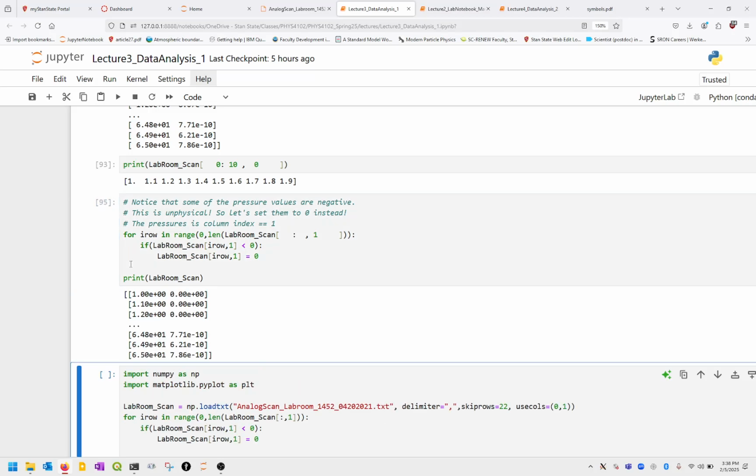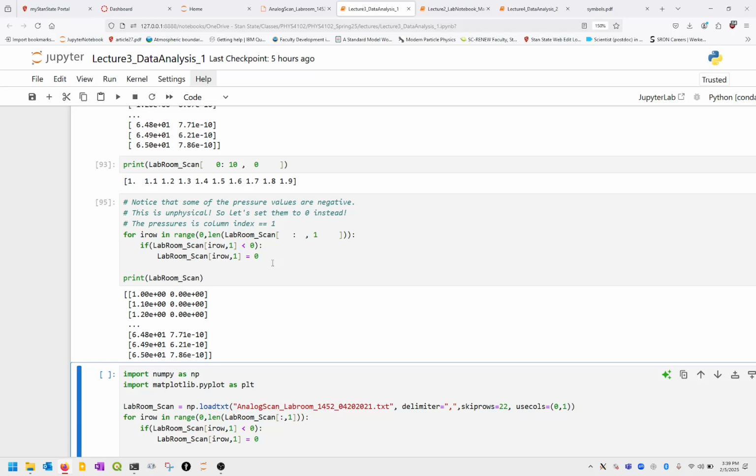Now if I print this out, notice all those negative pressures are gone now. It's just 0. People happy with this? Let me know if you need more time to try it out yourself.